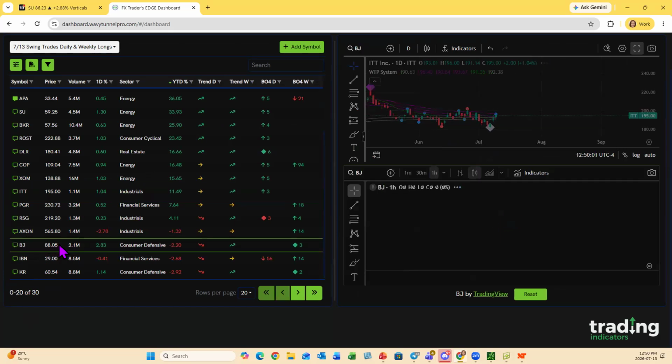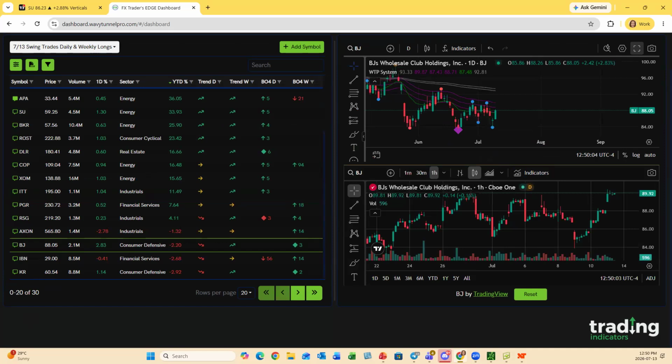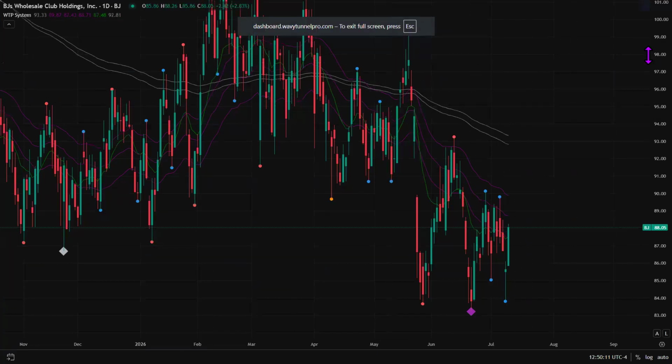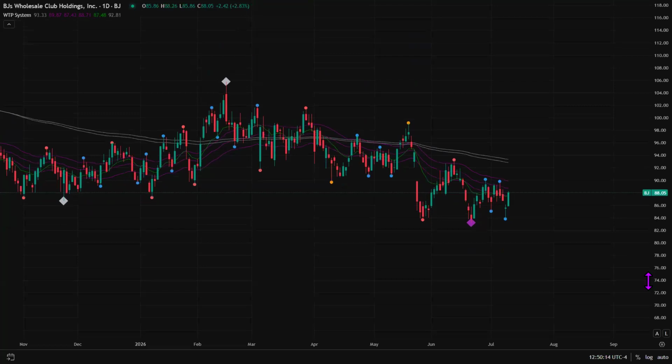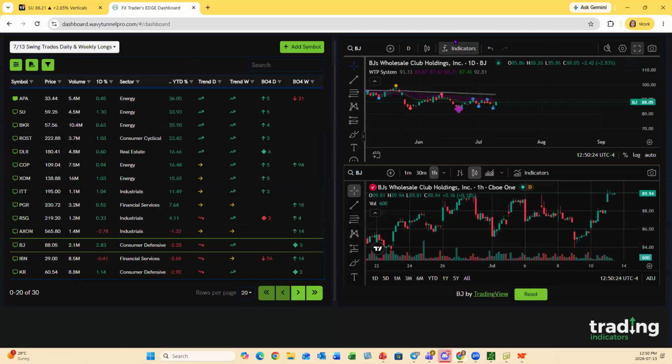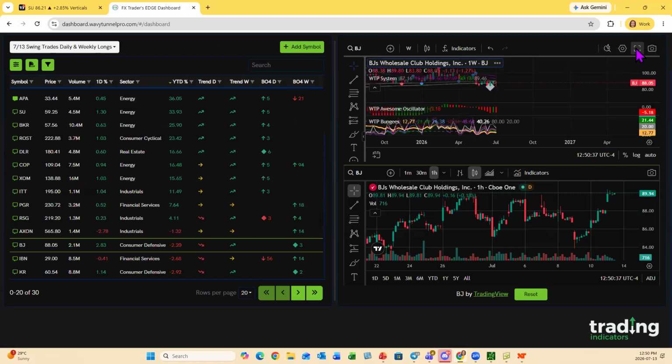Okay, BJ. Let's go to BJ at $88. Currently trading at $89.92. Let's look at BJ. This is a weekly setup. Let's start with the daily first. I said that when we have a weekly setup, the daily will most likely be in a downtrend. And it is. The wave is below the tunnel. So let's change this to the weekly.